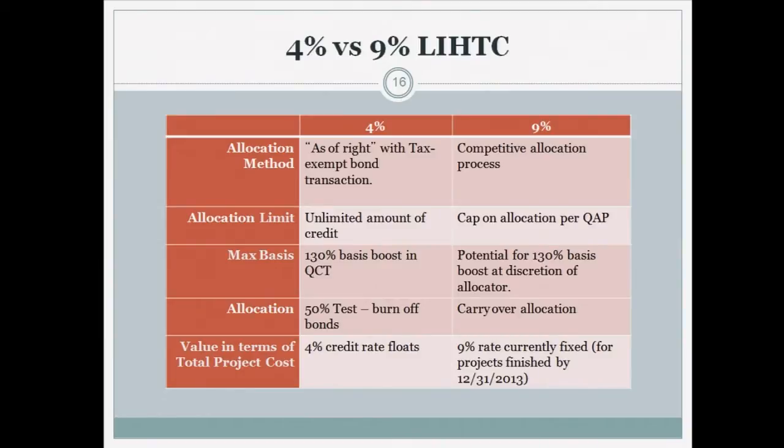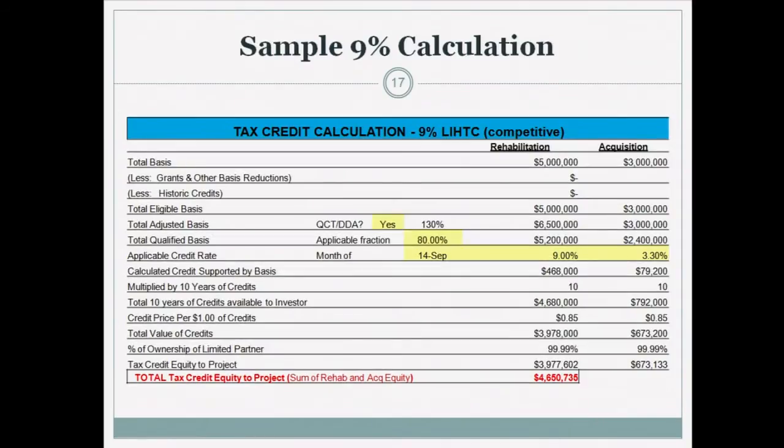And in the 9% column, it was actually fixed at 9% through the end of 2013, and then it will be floating again after that. So the rate right now would be about 7.3% if it were floating. This is a lot of information for one slide, but we're going to go through a 9% calculation and contrast it with a 4%.